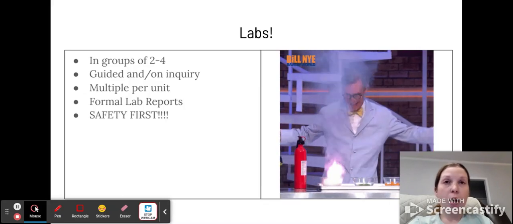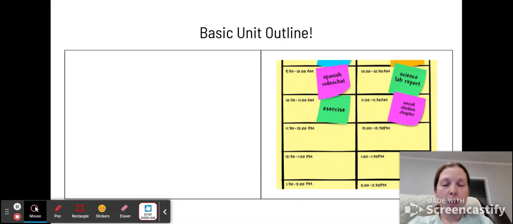If you don't follow the lab safety rules, we will not do labs. So here's a basic outline of what a unit would look like.